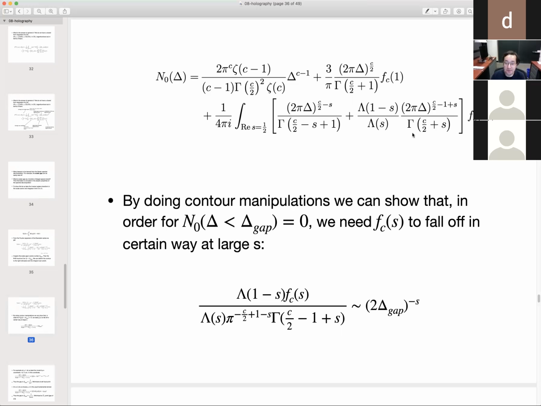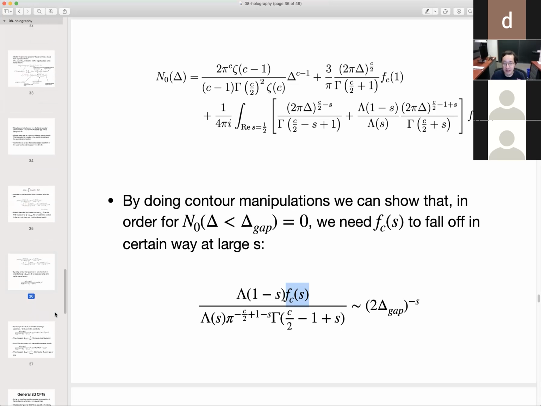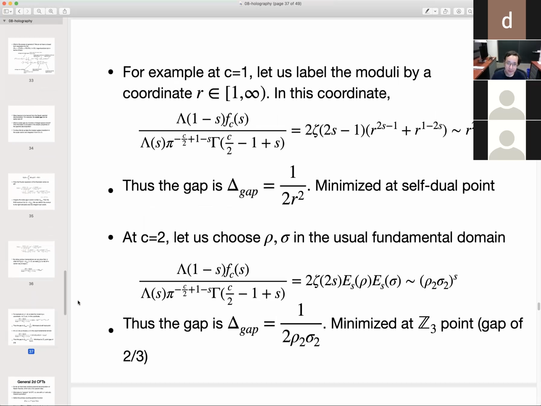scalar gap is. In particular, if you work out the details, it turns out that this FC of S, which is the overlap of the partition function with the Eisenstein series, multiplied by some prefactors, has to scale as the gap to twice the gap to the negative S. So let me just give an example to say what this is.